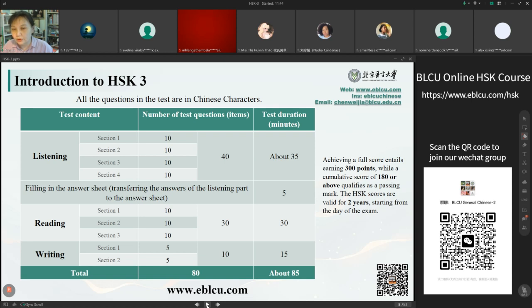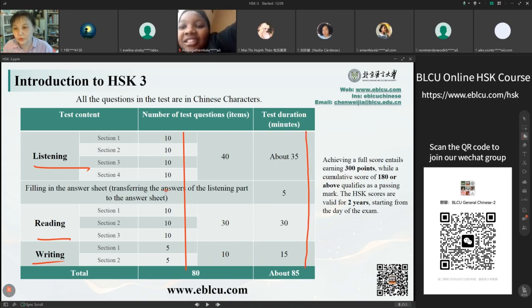Okay. So I will start with the HSK written test first. Here are the 3 parts: listening, reading, and writing, with the numbers of questions and the minutes they will give you. The listening part is about 35 minutes, and you have 5 minutes to finish it, and then they will start the reading and writing part. The reading part has 30 minutes, the writing part has 15 minutes, and altogether it is about 85 minutes.